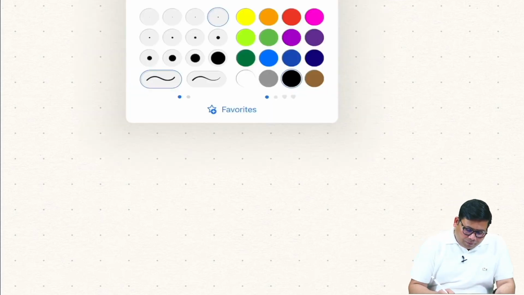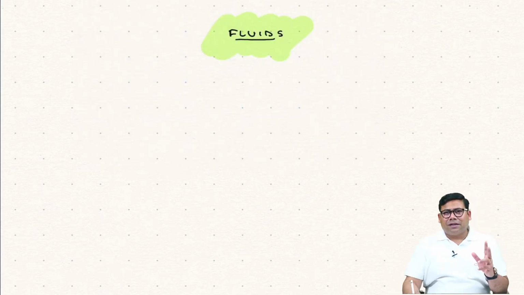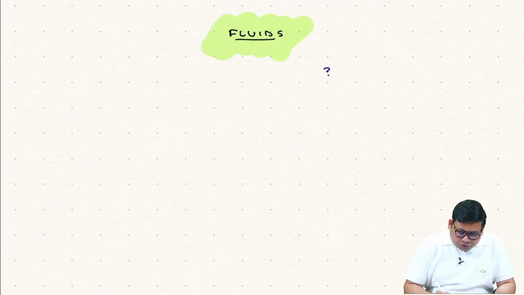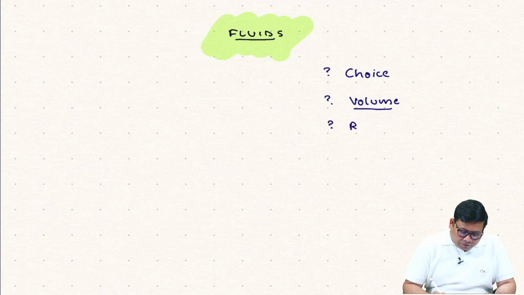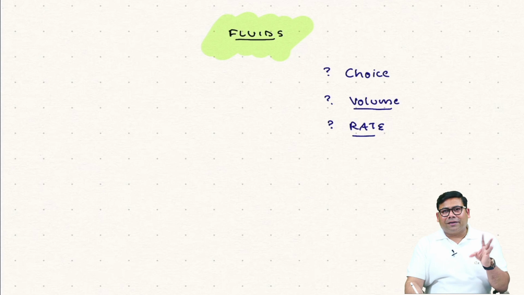So whenever we talk about the fluid, we have three questions in our mind. What are they? What should be the choice of fluid? Second is, what should be the volume that needs to be given to the patient, and third is what should be the rate. So choice, volume and rate, they are the three things which are very important.